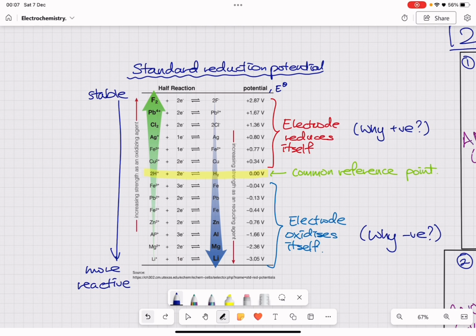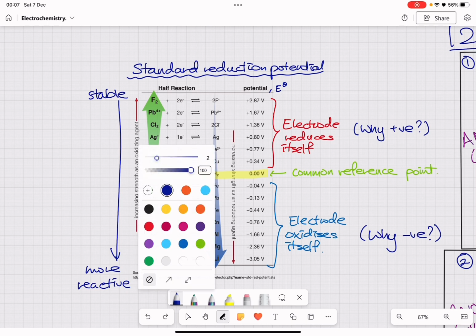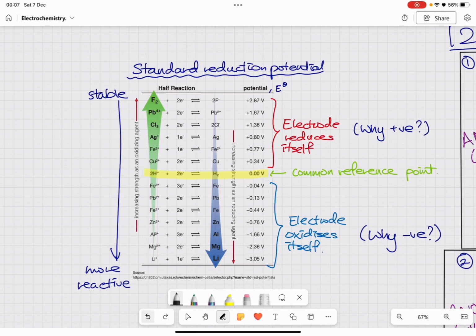My question solely is, why do the electrodes that reduce themselves produce a positive value for the potential, and why do the ones that oxidize themselves have a negative value? So just a heads up, how are these values actually produced? How do scientists come up with these values in the first place?